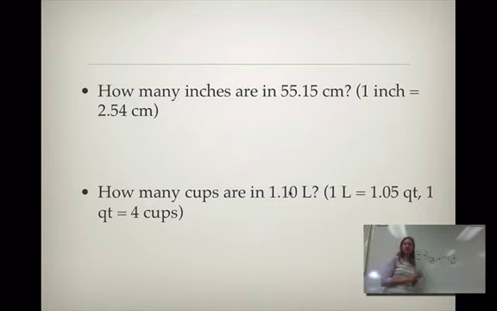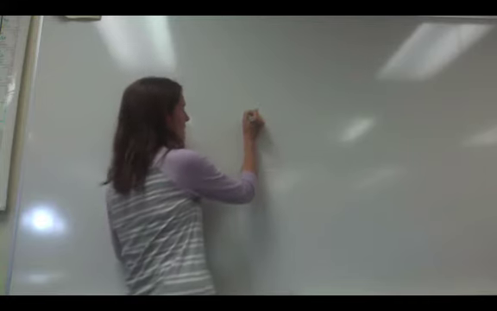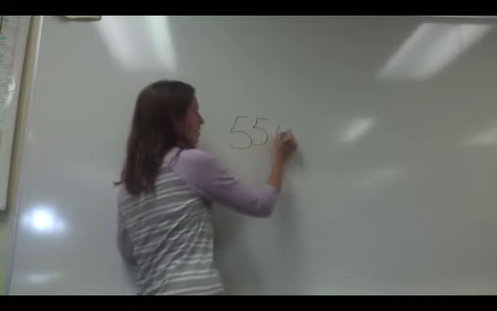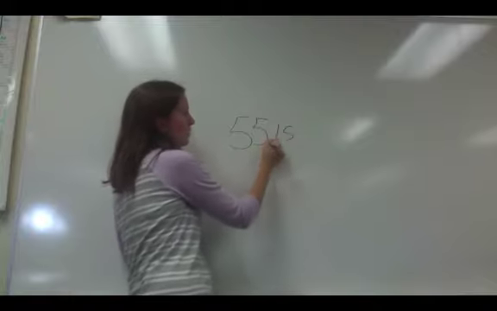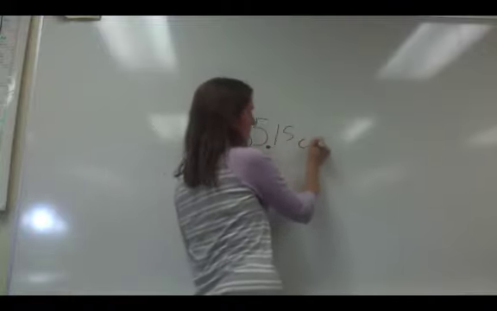So let's do a couple other examples. We'll do how many inches are there in 55.15 centimeters, and we'll do how many cups are there in 1.10 liters. So how do you do this? You do it the same way every time. No matter what unit of study we're doing in chemistry, if we're doing conversion factors to get to dimensional analysis, you will do this the same. Step 1, write down what you are provided with. I am provided with the fact that I am converting 55.15 centimeters.